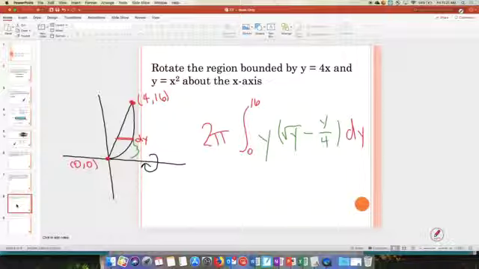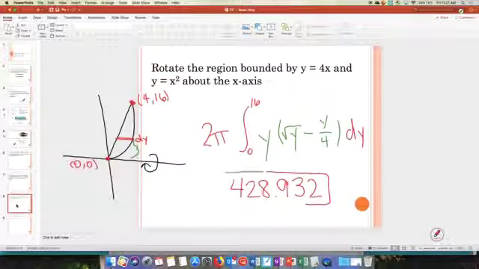Do we get an irrational? 428.93. Okay, did you multiply by 2 pi? Yeah. Okay, so what did you say? 428.93. One more decimal place for me. 428.932. Thank you. Nice.